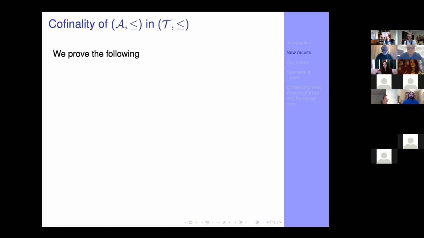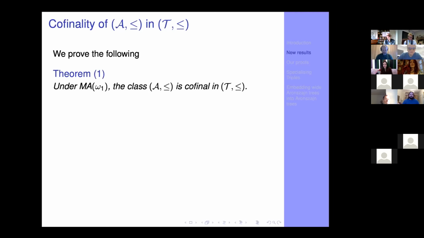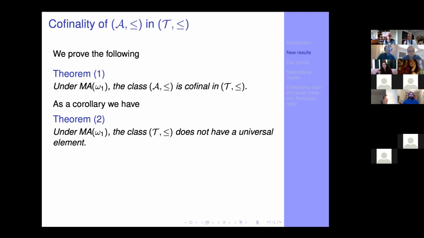Now, what we prove is the following fact. Under MA, the class A is cofinal in the class T. So this implies that there cannot be a universal element in the class T, because if it were to exist, we could then, using this theorem, associate to it an Aronszajn tree into which we embed this wide Aronszajn tree that thinks that it is universal. And then this Aronszajn tree would be universal for all wide Aronszajn trees, in particular for Aronszajn trees, and that cannot happen. So that's a corollary of this theorem. So the class T doesn't have a universal element under MA.